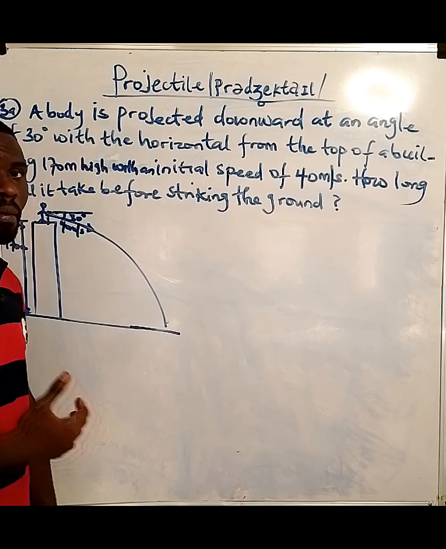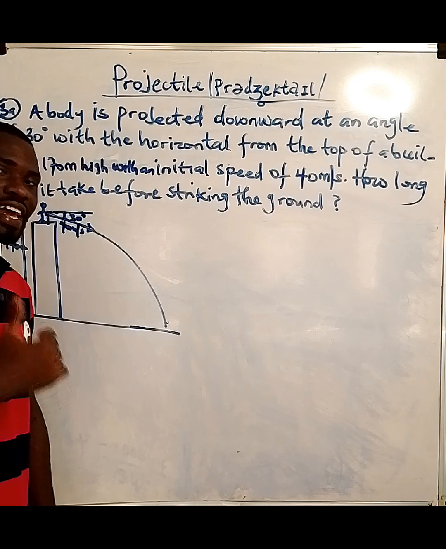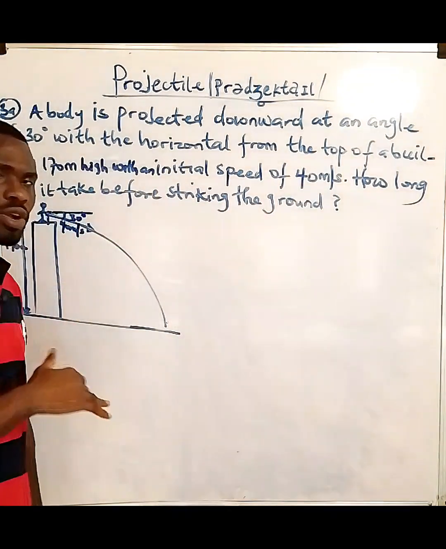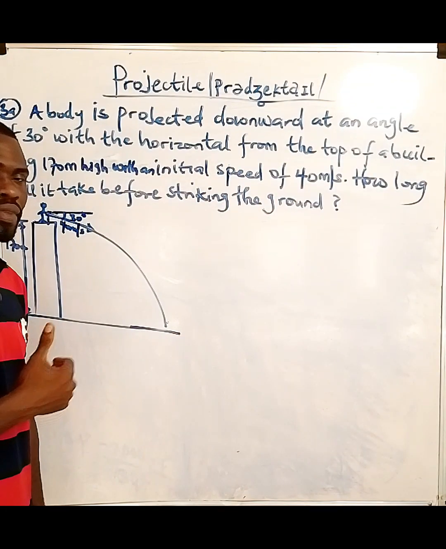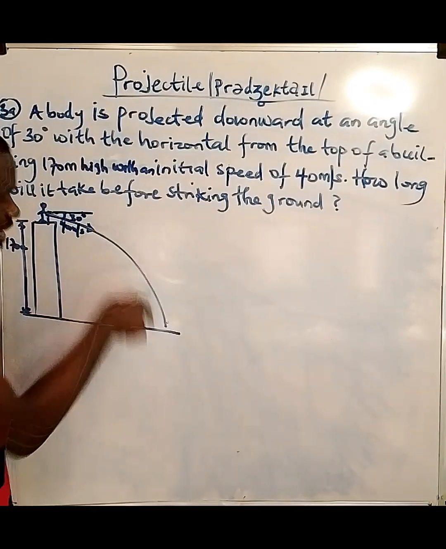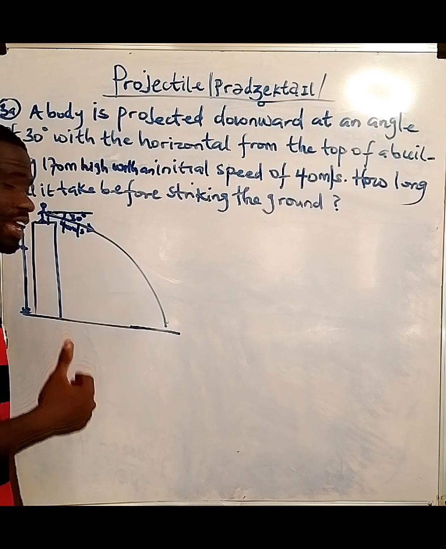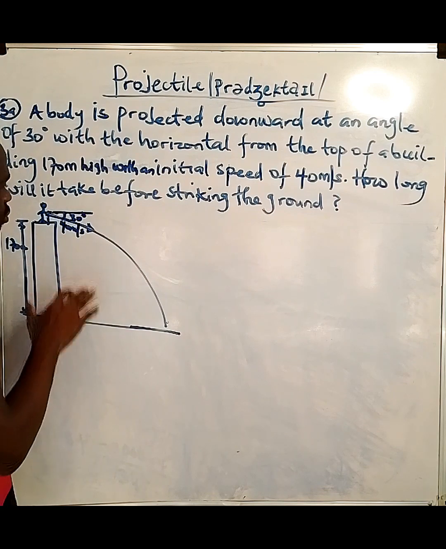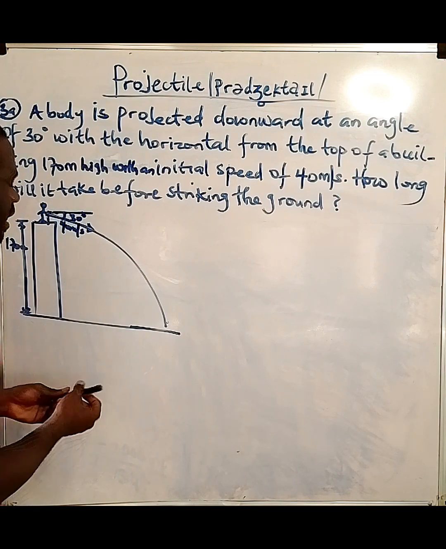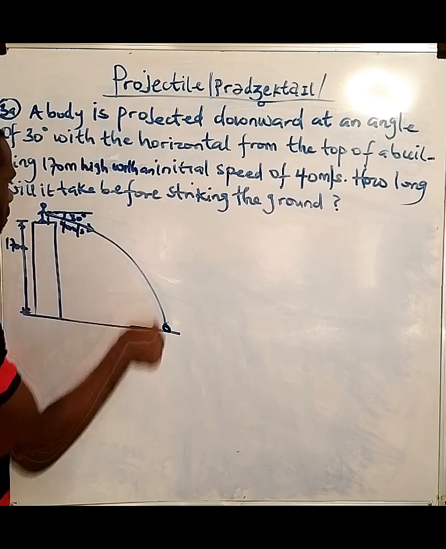For range or maximum height, the body first of all has to reach the max height. But this one, we're not talking about range. We're talking about what we can call trajectory, because questions on trajectory are quite tricky. So the first thing is, they want us to get the time it takes the body to hit the ground from this place.